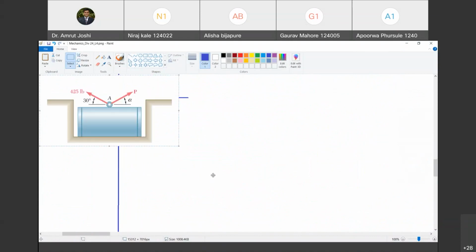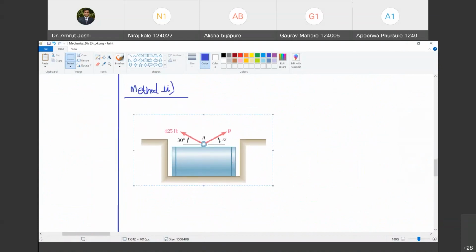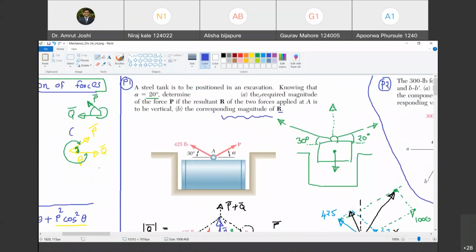So what I am going to do is I am going to borrow this figure here. And what is the condition that is put on the addition of these two forces? It has to be vertical. Do you agree with me? Yes. देखो क्या condition है. The resultant R of two forces applied at A is to be vertical. So I said in the last problem that we have not defined the word resultant. So for time being, consider it as addition of two forces P and 425 pound. इन दोनों की addition R है.